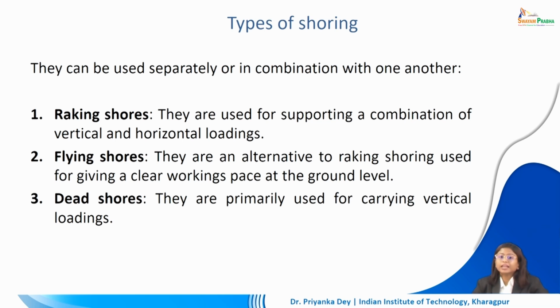The second is called flying shores. Now, this is an alternative and this is used when we want a clear working space at the ground level because flying shores, as the name suggests, isn't connected to the ground. Raking shores actually have to take support from the ground at one point, but flying shores are supported at an upper level, either from an opening or from a chhajja or at the lintel level of an upper floor. So, essentially flying shores are not touching the ground. So, you have clear working space at the ground level. Even if you are dealing with a part of a building at a much higher floor, which is quite far off from the ground level, we can go for this type of shore.